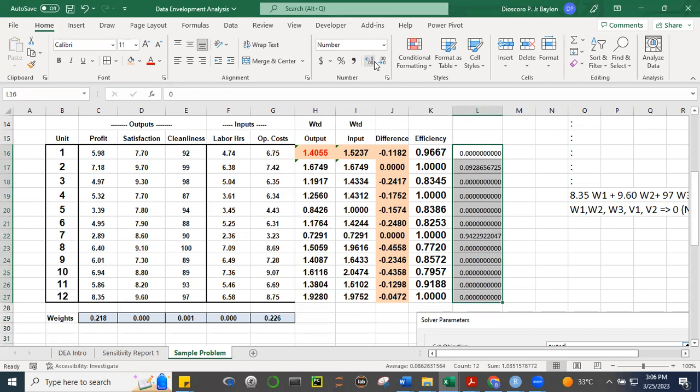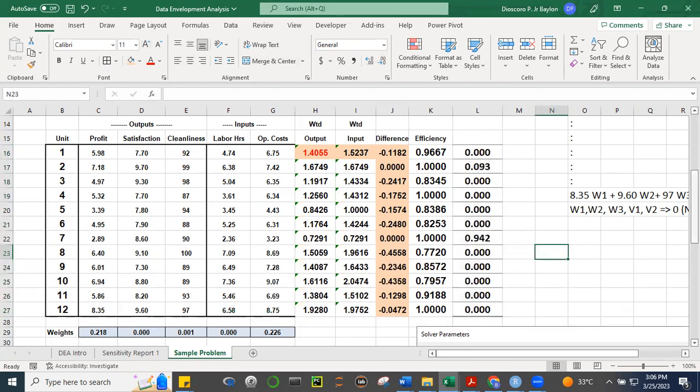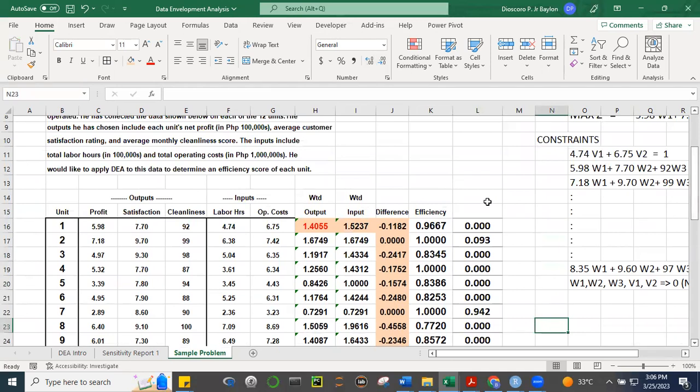Let me just check a little. The decimal is too large. Okay, all right. So this is the shadow price for unit 5, right?